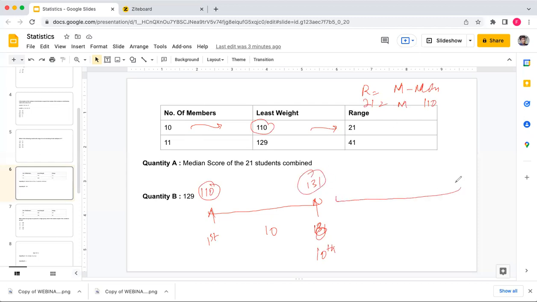And now if you see the next 11, the minimum is how much? The minimum is 129 and the maximum is 129 plus 41, whatever the value is, right? Now, based on this, there could be multiple interpretations. We cannot exactly find the median, the value for the 11th person.